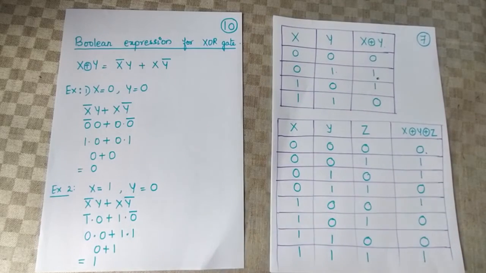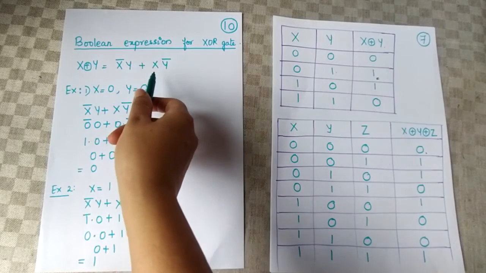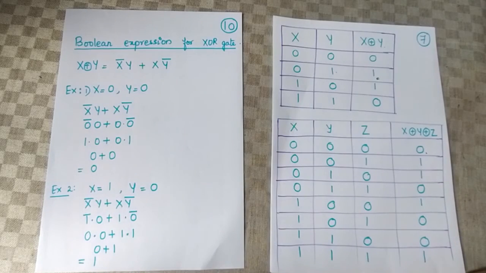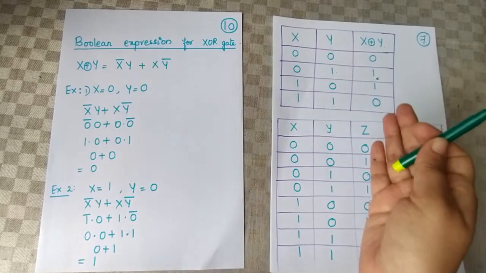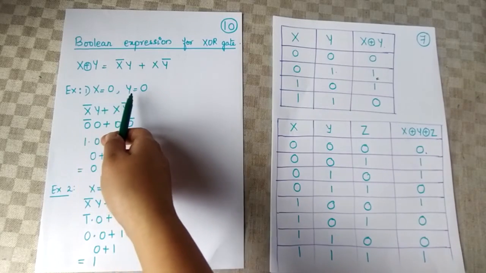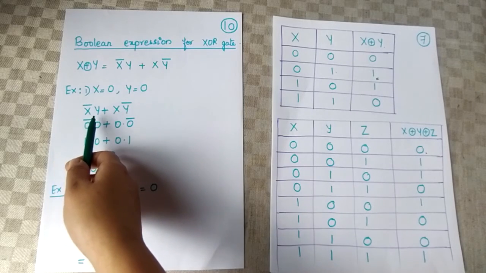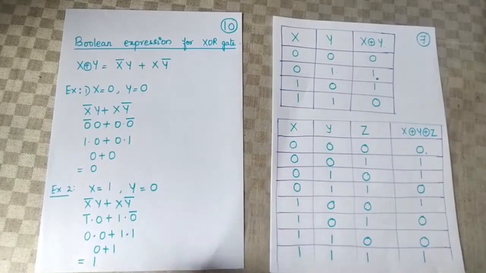Okay. Now next, for the XOR gate we have a Boolean expression. What is that Boolean expression for the XOR gate? It is x complement y plus x y complement. Now let us take examples and check whether the output generated with the truth table matches the Boolean expression. Example 1, let x be 0, y be 0. So let's take the expression x complement y plus x y complement.